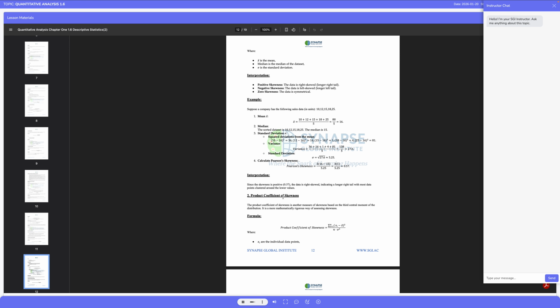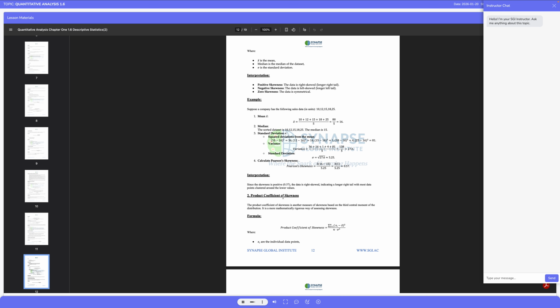The standard deviation is calculated by first finding the squared deviations from the mean, which are 36, 16, 1, 4, and 81, summing these to obtain 138, dividing by 5 to obtain a variance of 27.6, and then taking the square root to give a standard deviation of approximately 5.25. Pearson's coefficient of skewness is then calculated by taking 3 multiplied by 16 minus 15 and dividing the result by 5.25, which gives approximately 0.57.